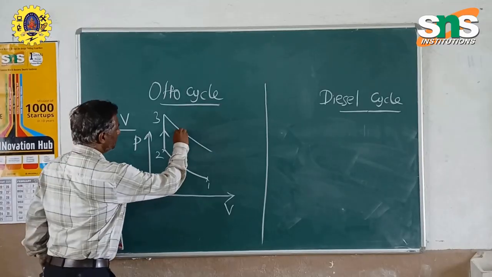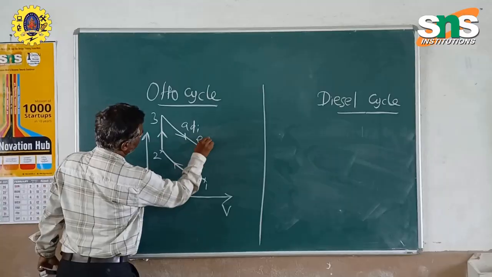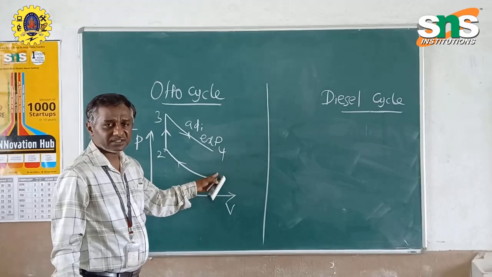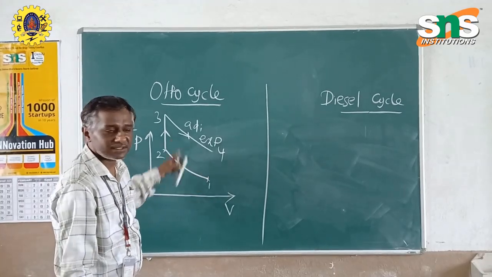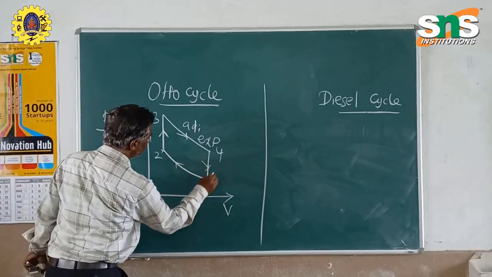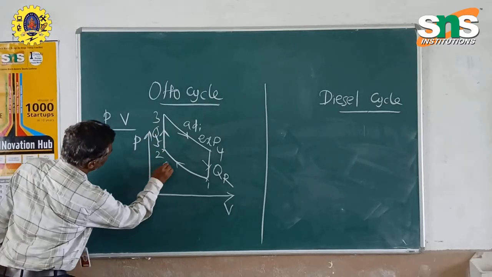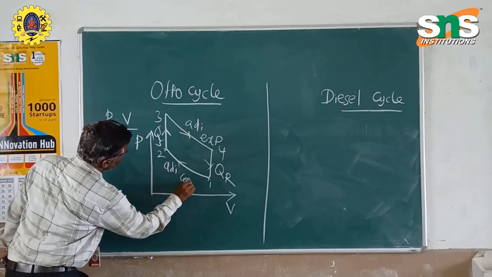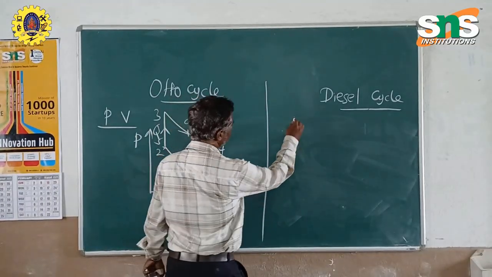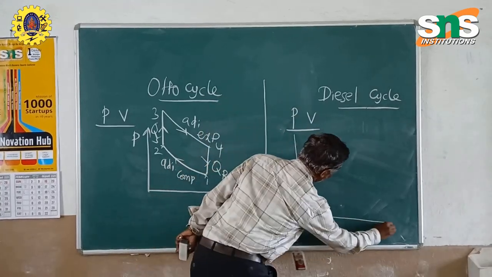So this is the adiabatic expansion, 3 to 4. Finally, we have the constant volume heat rejection. The temperature drops down, so the pressure also drops down under constant volume. So it should be a straight line. So 4 to 1. Here you have heat rejection, and here you have heat addition. Here 1 to 2 is the adiabatic compression process. For the diesel cycle, we are going to deal with only the PV diagram, that is the pressure versus volume diagram.